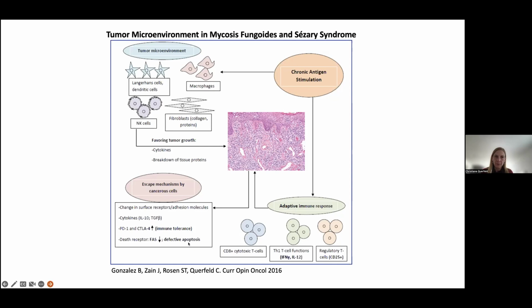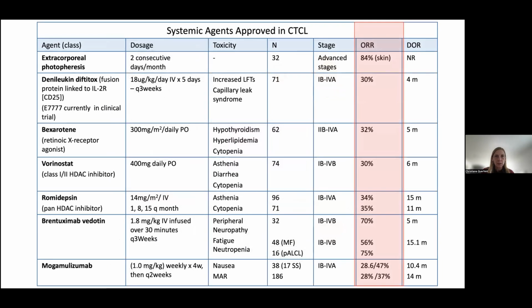They also have defective apoptosis. Apoptosis receptors are downregulated, and they also secrete immunosuppressive cytokines. Then we have the adaptive immune response, where we particularly want cytotoxic T cells and a Th1 milieu. Regulatory T cells are a double-edged sword, and it is still not completely elucidated how they play a role in CTCL. So these are systemic, and I mainly go by systemic therapies that have been approved.